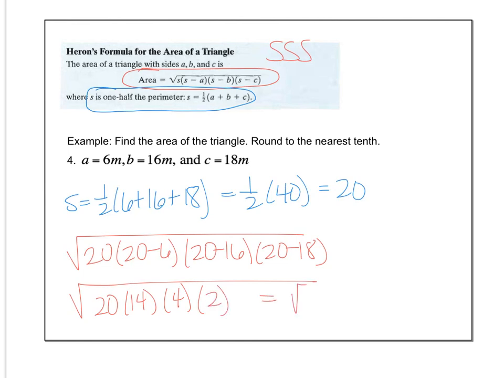And then that's going to be the square root of 2240. And then you just take the square root on your calculator, and that gives you the area. You get 47.3 meters squared for the area.